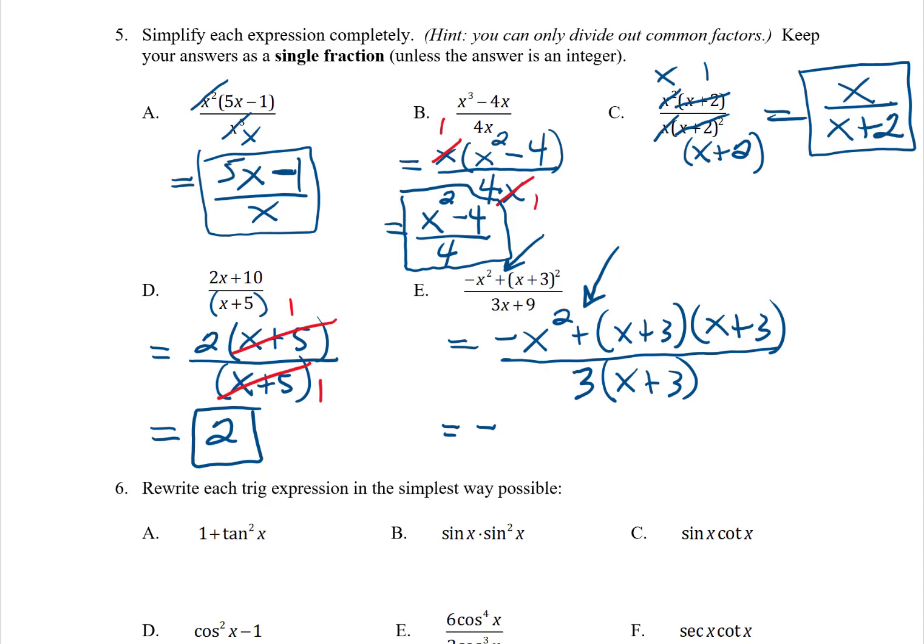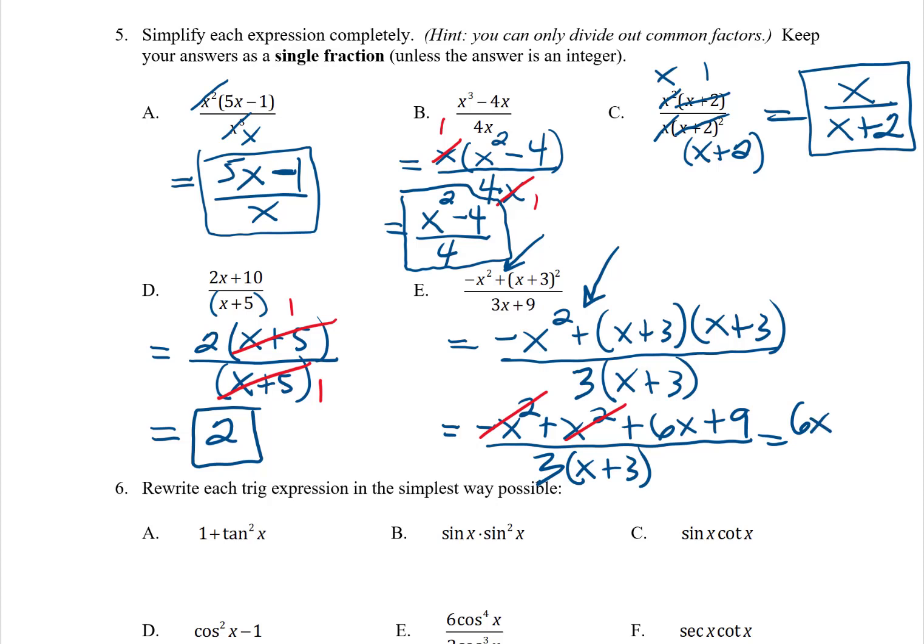Let's go ahead and do the foiling. Let's see, I'll have x squared. The outer and the inner will be 3x's, so that'll make 6x. And then the last will be 9. Again, that bottom is just sort of staying there waiting to see what happens later. On the top, the x squared terms do subtract out. Negative x squared plus x squared, that's just 0. So now I have 6x plus 9 over 3 times x plus 3.